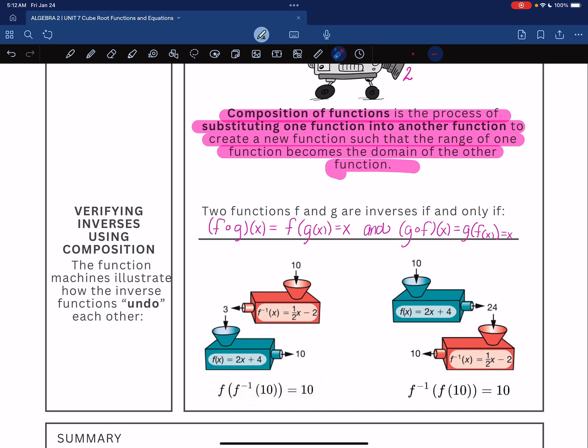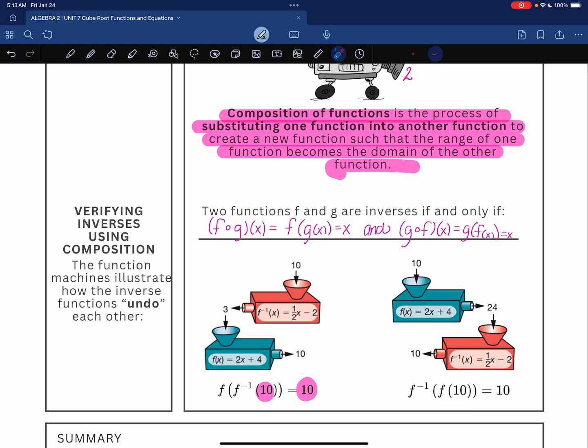So what we wanted, original input matches the final output. These two functions are inverses. And it works the other way around. If you first plug 10 into the original function f, you take 2 times 10, that's going to be 20, and add 4 to it, 24. So right here, this is 24.